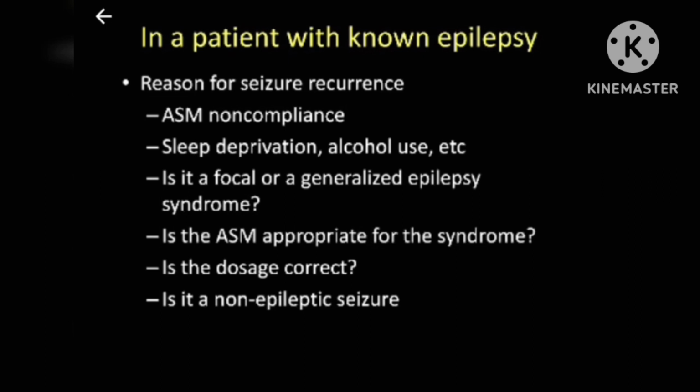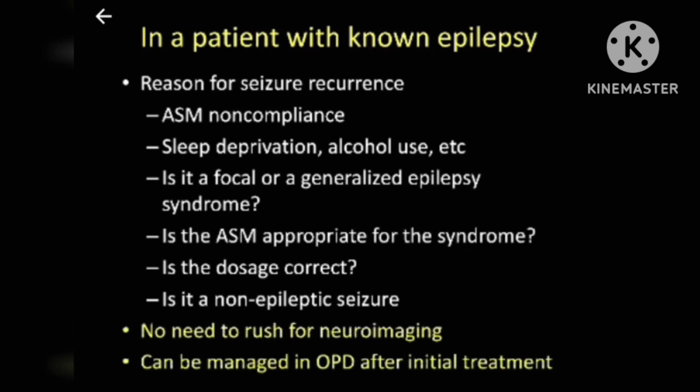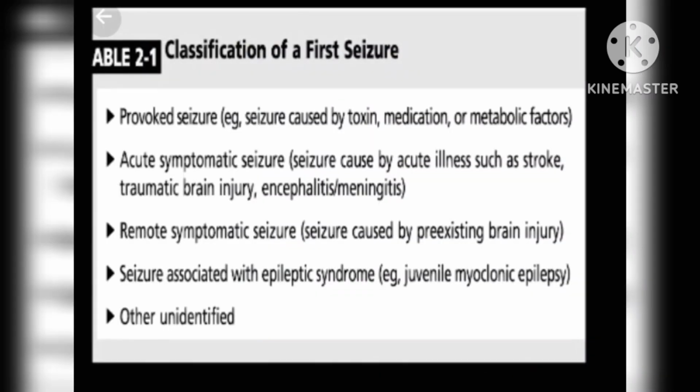And always I will ask the question, can even an epileptic patient have a non-epileptic seizure? It's quite common. About 25% of patients who have epilepsy also have non-epileptic seizures. So in a patient who is already known to have epilepsy, there's no need to keep on doing neuroimaging all the time. There's no need at all. They can be managed in the OPD after the initial evaluation. Even if the patient has come to the ER, you can send them off to the OPD. That's all. Say that, okay, there's no need to go.